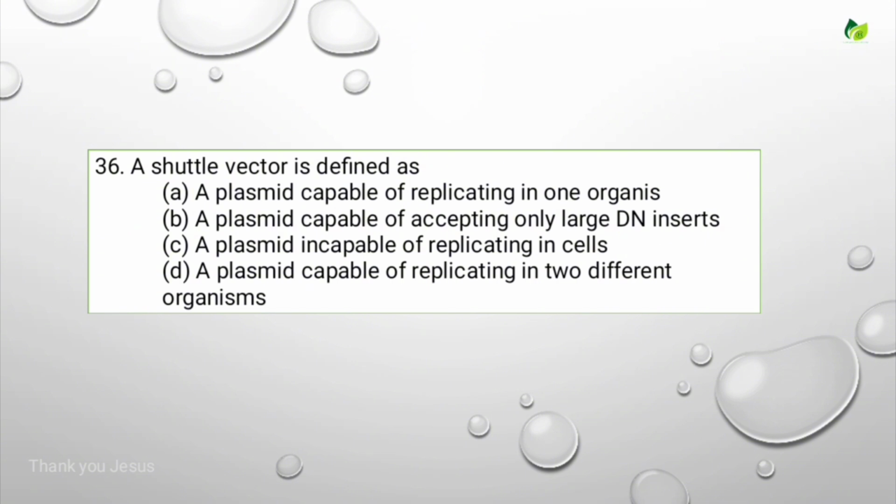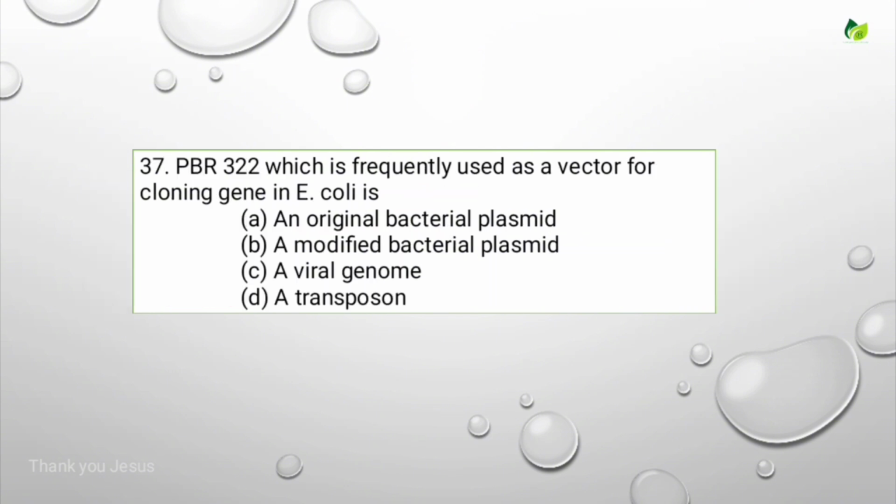The shuttle vector is defined as. Let's see the options. A plasmid capable of replicating in one organism, a plasmid capable of accepting one large DNA inserts, a plasmid capable of replicating in cells, a plasmid capable of replicating in two different organisms. For this, the correct answer is a plasmid capable of replicating in two different organisms is called shuttle vector. Let's see the next question.